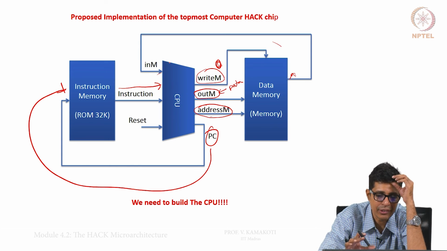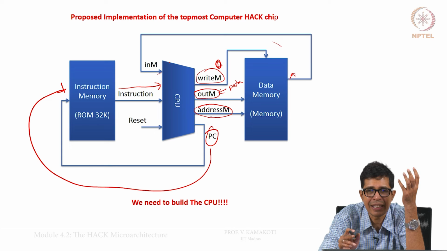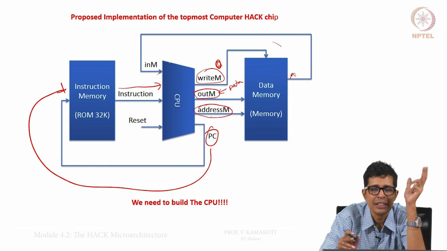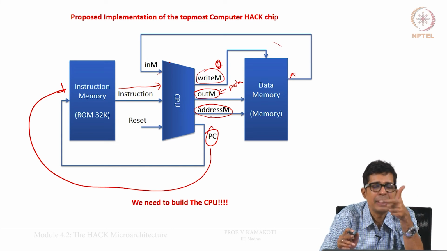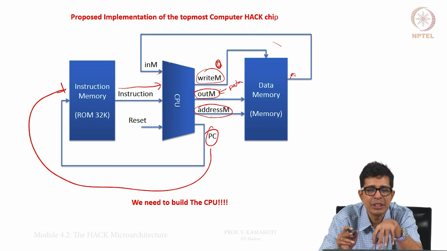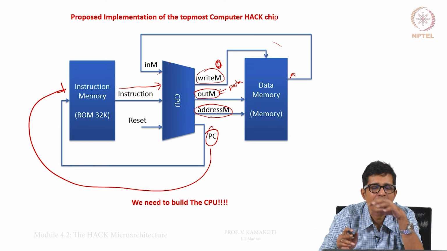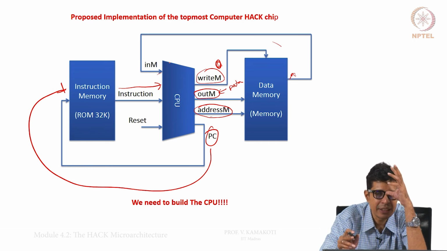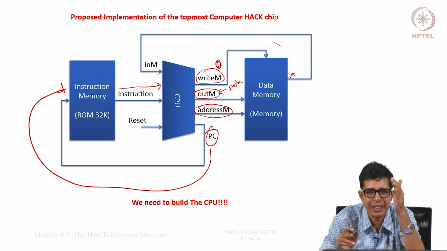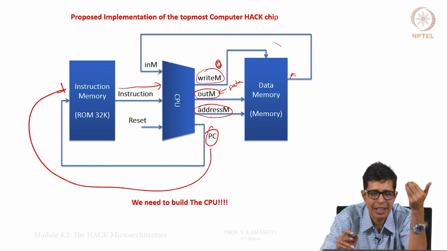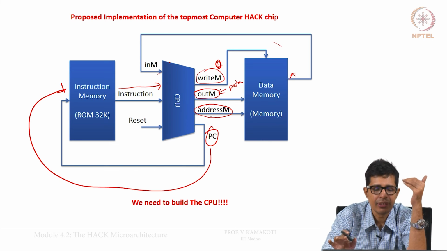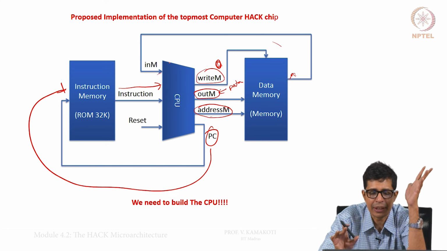The CPU has certain sequential components: two registers, D and A, and a PC. These are the three sequential components inside the CPU, and all the remaining things that we see inside the CPU are combinational elements, and we will be using the ALU and many other things. So, this is the proposed implementation.